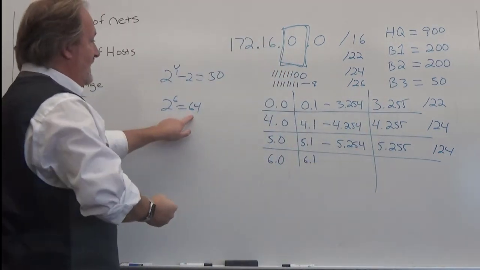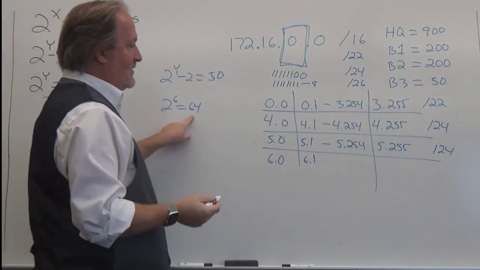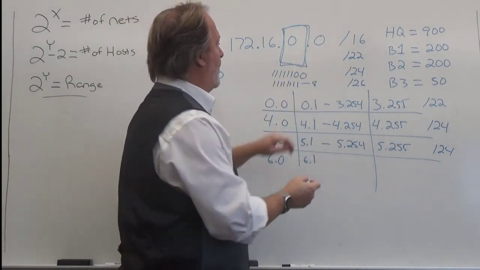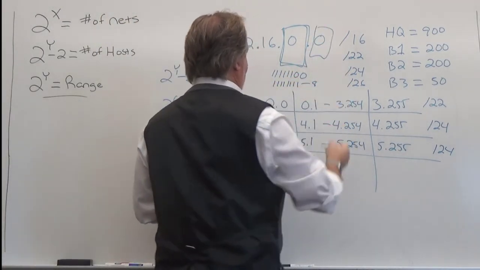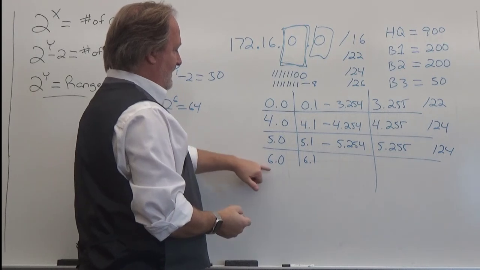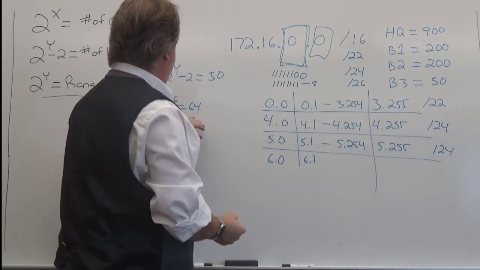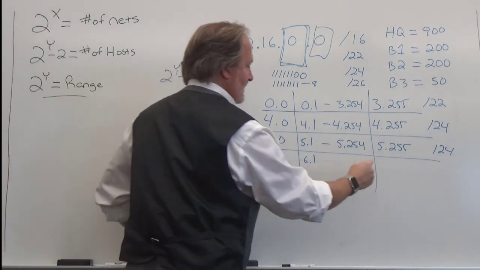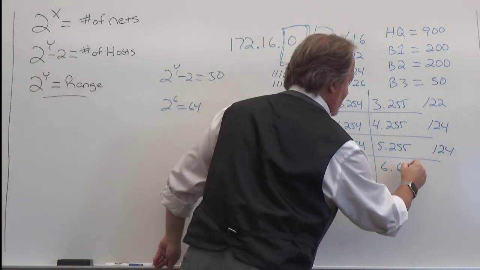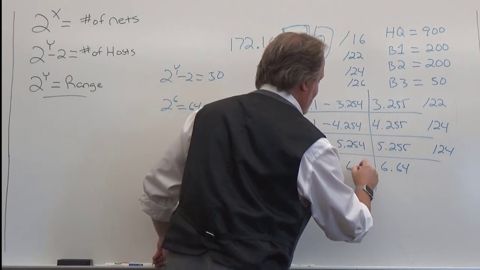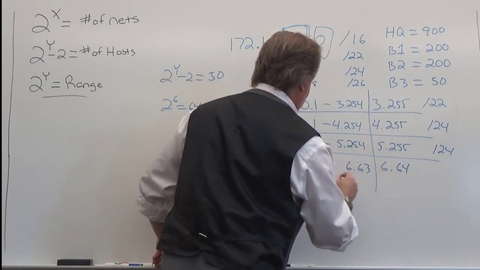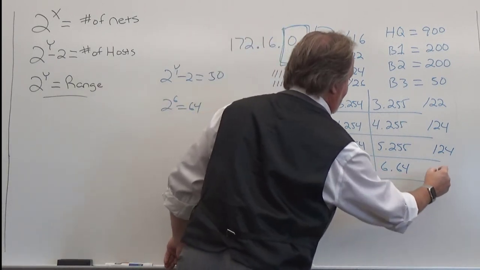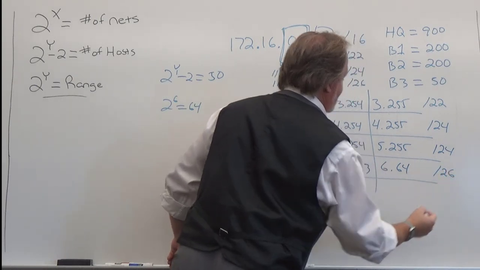And we know the range is 64, but here's where it gets tricky. Now we're over in the fourth octet that we're dealing with. So because our range is only 64, we just take 6.0 and then 6.63, and this has a /26.